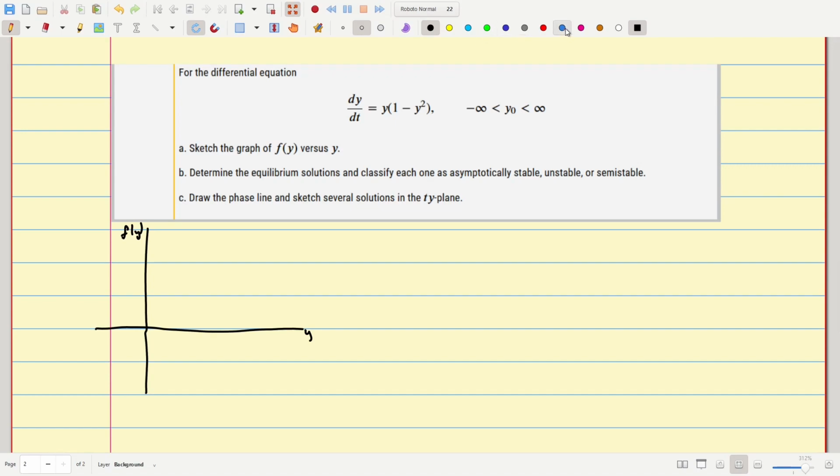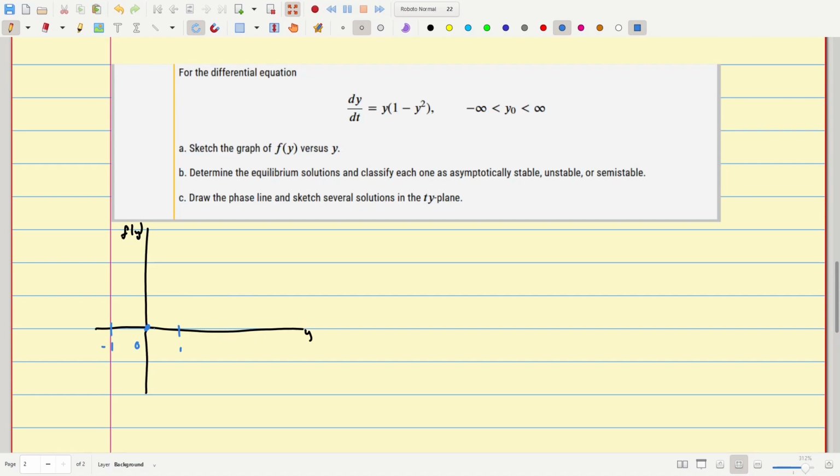And so looking at our function, we can see that this is going to be equal to 0 whenever y is equal to plus or minus 1, as well as when y is equal to 0. So we're going to have -1, 0, and 1 all be relevant here. So we'll sketch our graph.